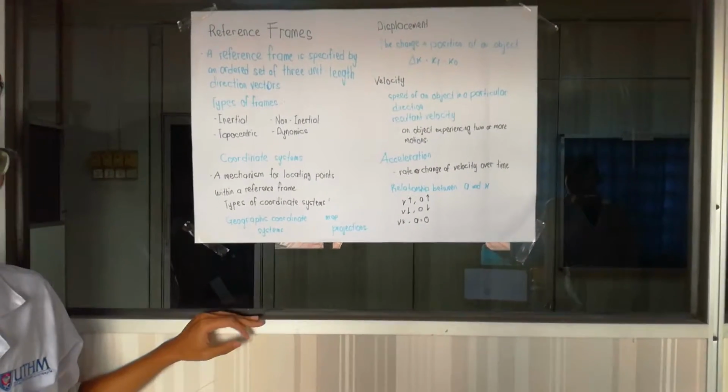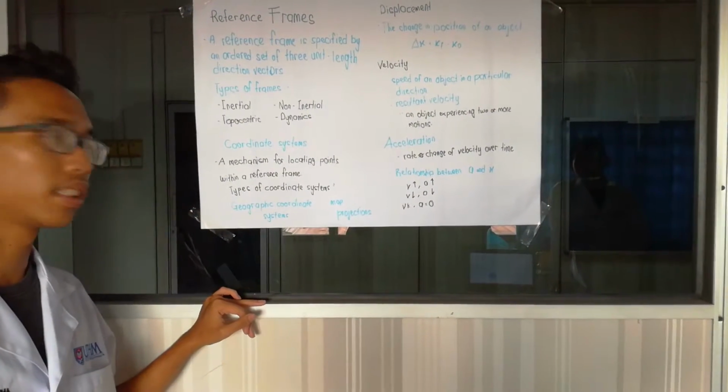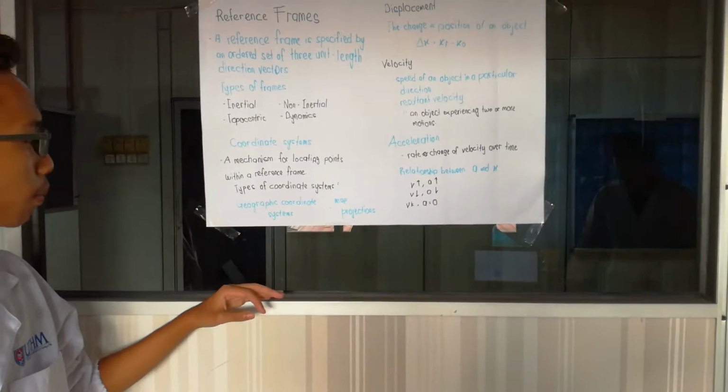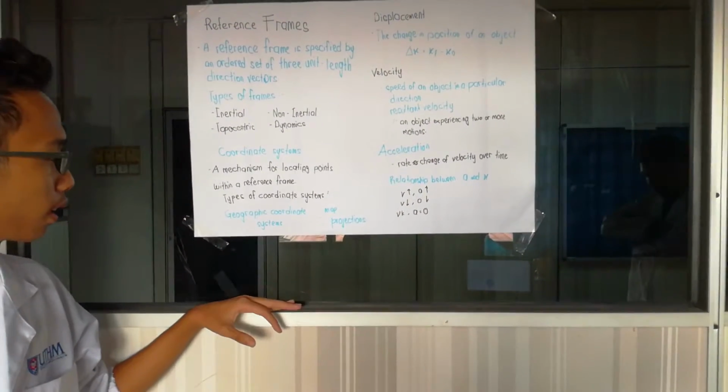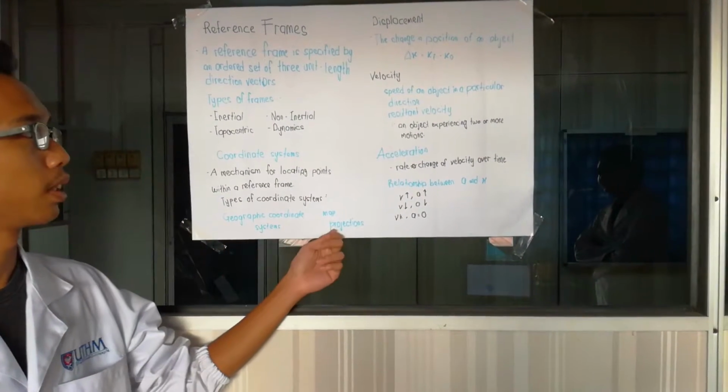So let me explain to you about coordinate systems. A coordinate system is a mechanism for locating points inside a different frame. The types of coordinate system are the geographic coordinate system and map coordinates.